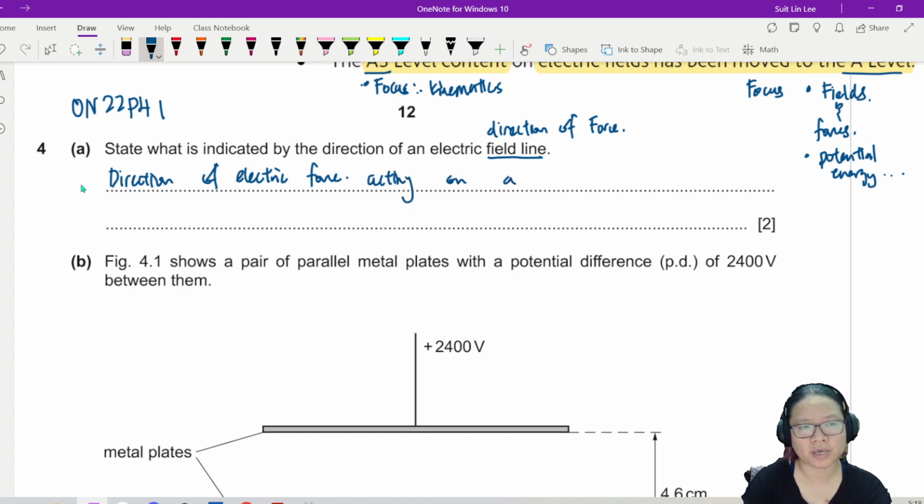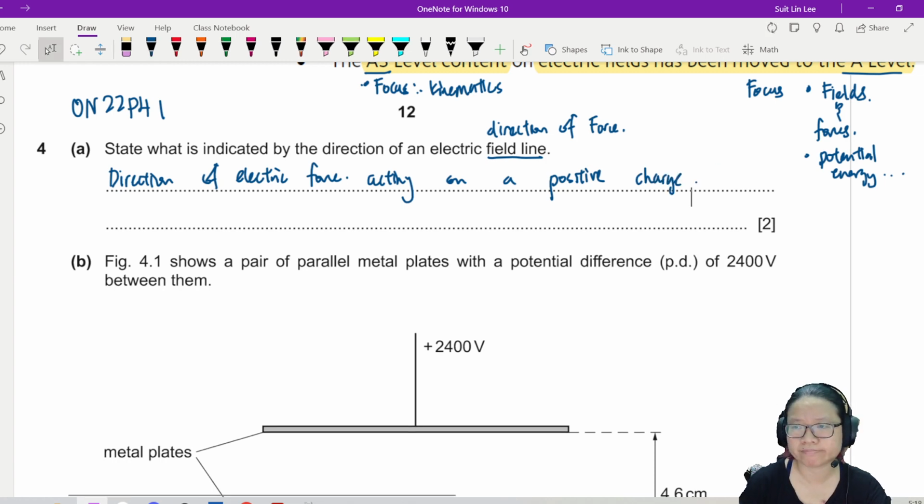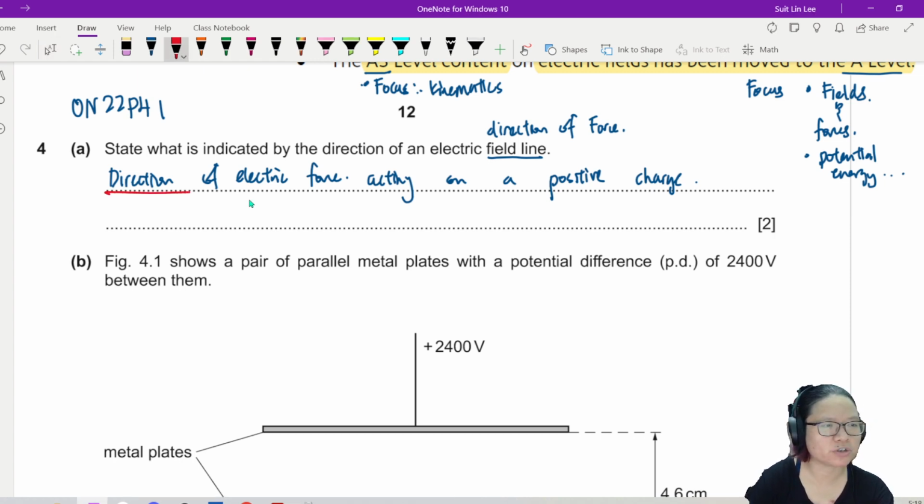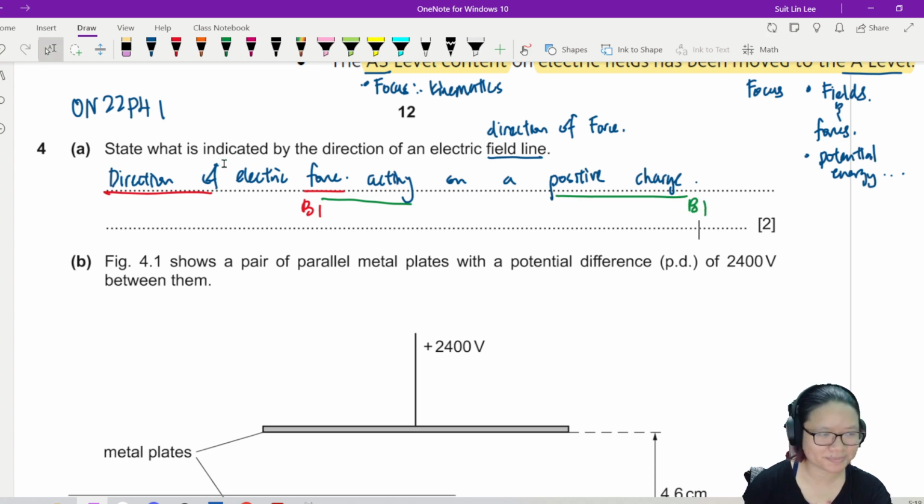On a positive charge. So our reference charge is always positive, because it is defined that way by Coulomb. He decided that positive is the way to go. So if you mention that it's the direction of force, this will be 1 mark. And if you mention that the force is acting on a positive charge, this will be the other mark. Nice and easy, bonus.